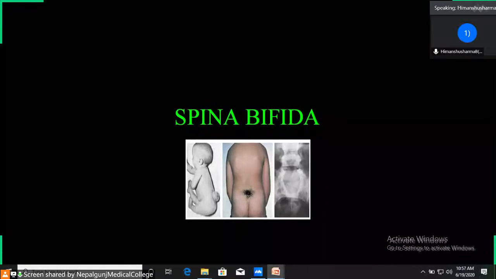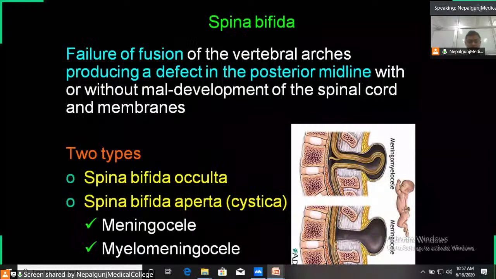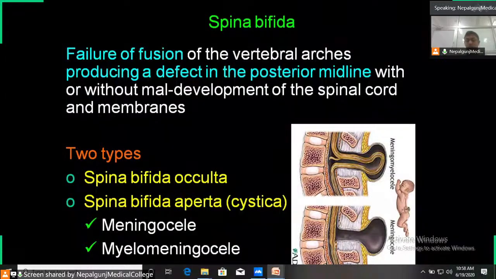The other form of deformity we encounter in the pediatric age group is spina bifida. Spina bifida is a failure of fusion of the vertebral arches, producing a defect in the posterior midline, with or without herniation of the spinal cord and the membranes. There are two types.